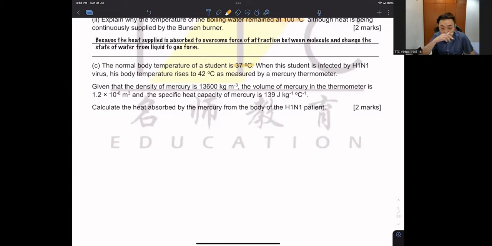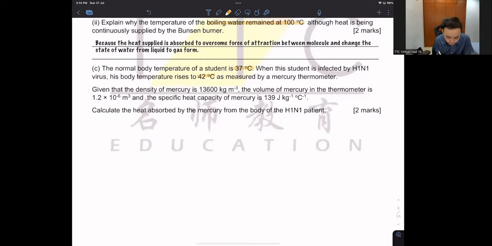This one, you all should know. When changing state, your average kinetic energy doesn't change. Normal body temperature is 37 degrees Celsius. When the student is infected by H1N1 virus, the body rises to 42 degrees Celsius. 42, very dangerous already. 42 is a high temperature, about to die already. Given the mercury density, as I mentioned, 13,600, the volume of the mercury is this amount. Specific heat capacity is 139 joules per kg per degree Celsius. Calculate the heat absorbed by the mercury.